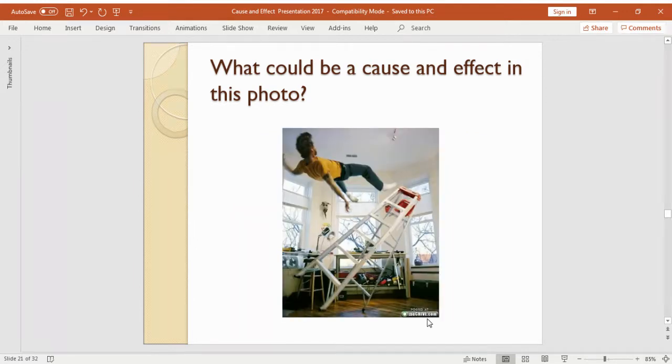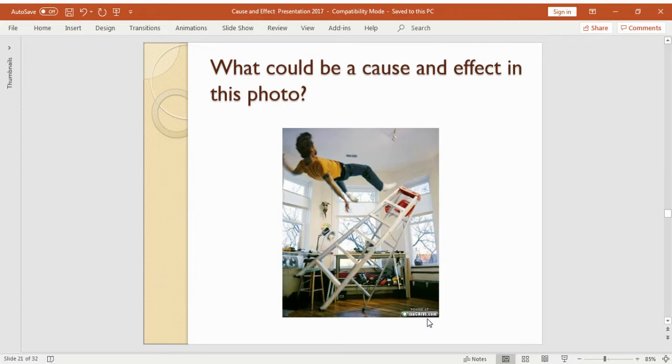Look at this funny picture. I see a man. It looks like he's in an office or in his home in a work area. I see that there's a ladder. I see a bulb in the ceiling, and it looks like he's falling. Can you tell me what was the cause?